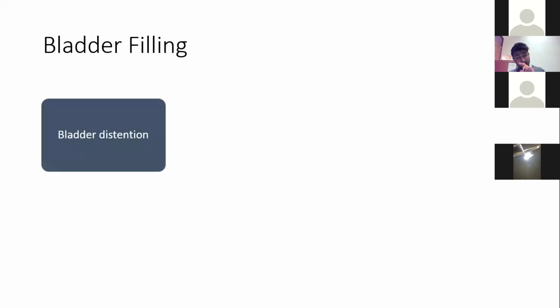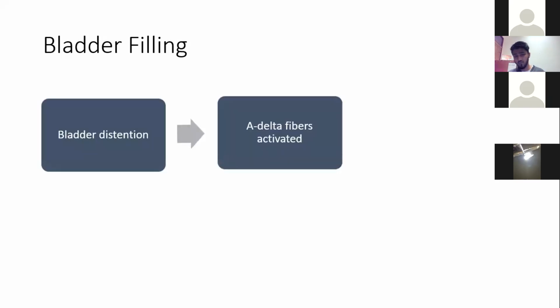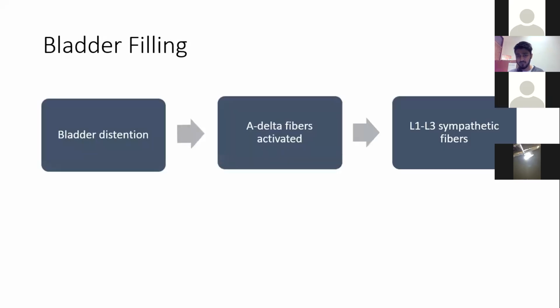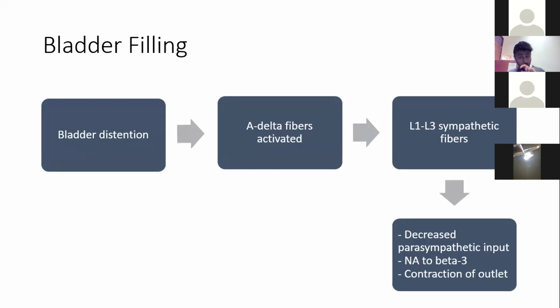Let's see how. Now, bladder filling, we talked about the activation of A delta fibers, and these fibers then give input to the sympathetic fibers. What did we say? The level of the lumbar cord. What the sympathetic fibers do, in addition to their effect on the bladder, is they also have an inhibitory effect on the parasympathetic nervous system. So parasympathetic, remember P for parasympathetic, P for peeing. We don't want that to happen when we are storing or when we're filling.